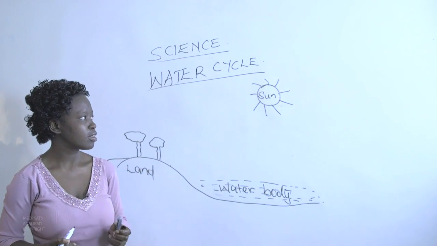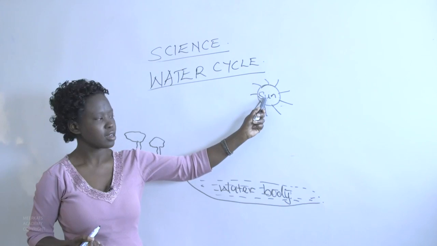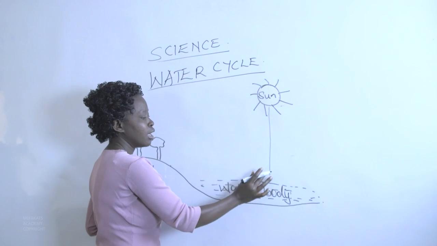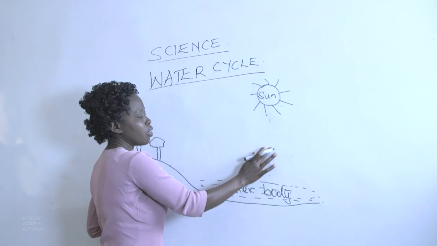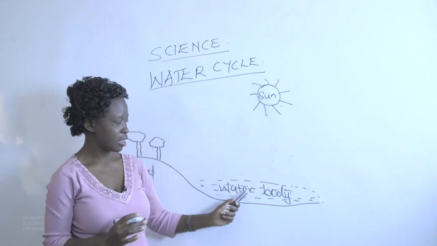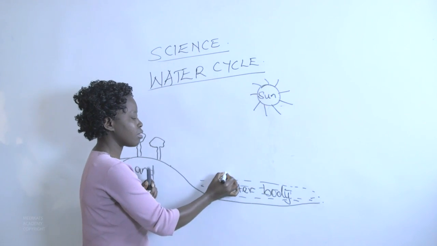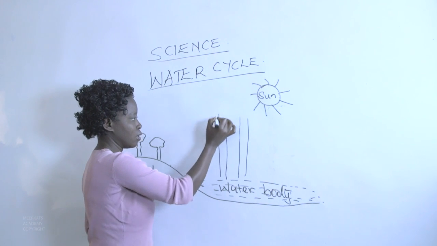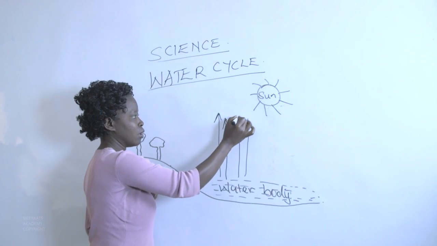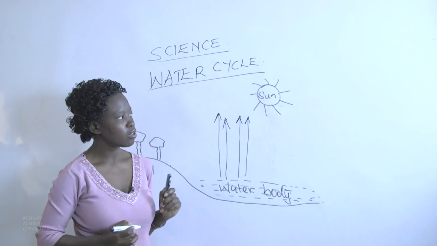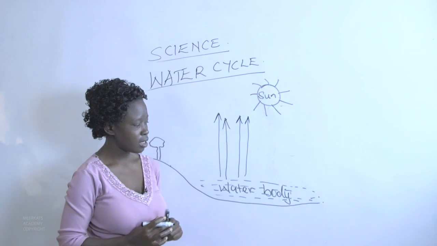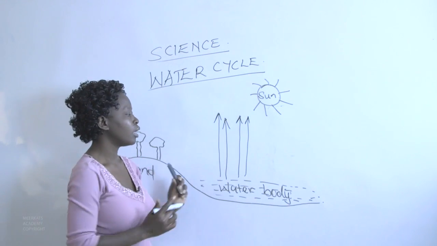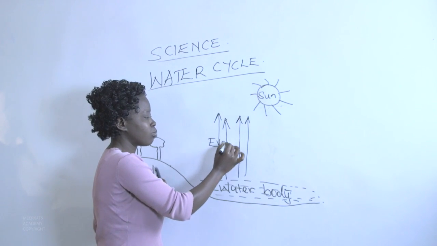So what happens is this: when energy from the sun hits the water bodies, this energy heats up the water bodies. When the water in the water bodies is heated up, what simply happens is the water evaporates. So first, the sun provides the energy that heats up the waters in the water body. Then the evaporation process takes place.